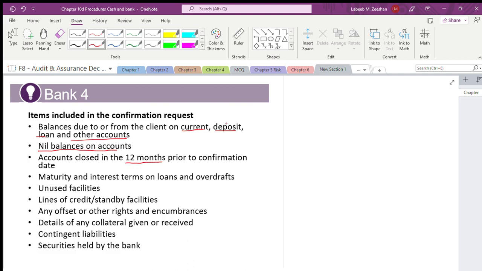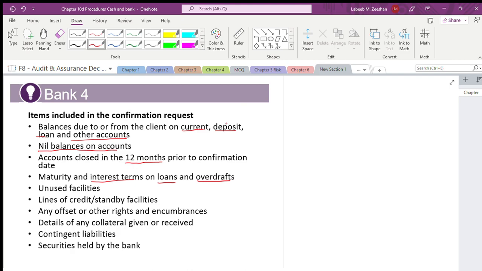Any balances with nil accounts. In the last 12 months, if we have closed any account, it has to be mentioned. If there is any maturity of loans or overdrafts, it has to be there. With respect to what? Interest terms. We have facilities, but we have not used some facilities. You have an overdraft facility, but you have not used it. But in spite of that, you have to mention that.